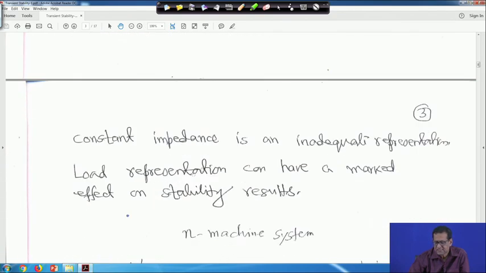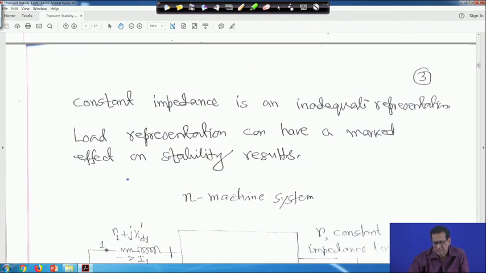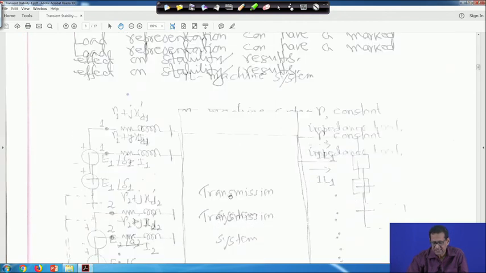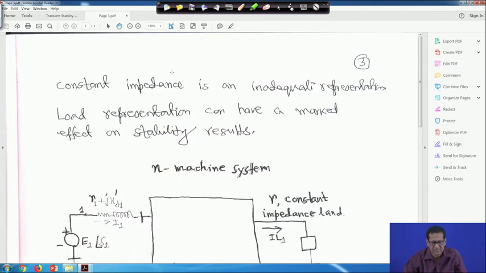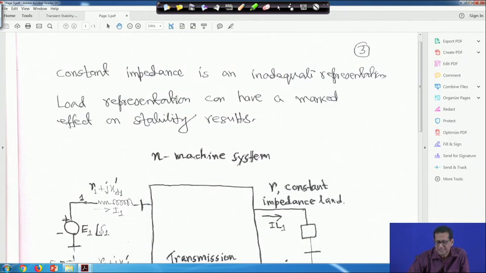Now, constant impedance is an inadequate representation. Load representation can have a marked effect on stability results. This figure is a little bit faint, so I am bringing a good figure, just hold on. I have redrawn this on the same page. So, constant impedance is an inadequate representation. Load representation can have a marked effect on stability results.